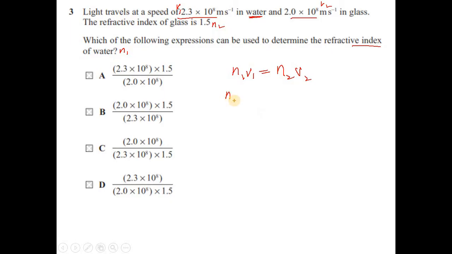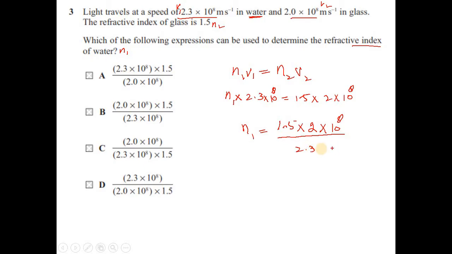So n1 into v1, where v1 is 2.3 × 10^8, is equal to n2, which is 1.5, into 2 × 10^8. Now n1 is equal to 1.5 times 2 × 10^8 divided by 2.3 × 10^8. And now if you compare, 2 × 10^8, 1.5, your option is B.